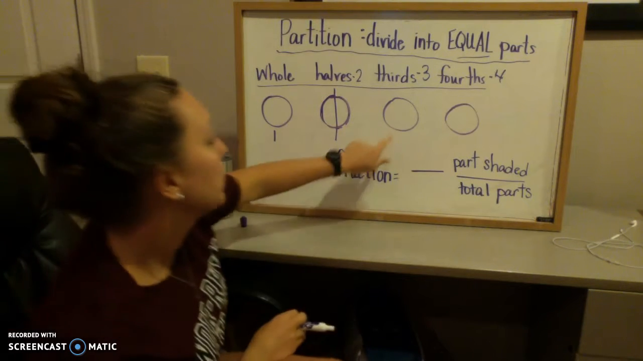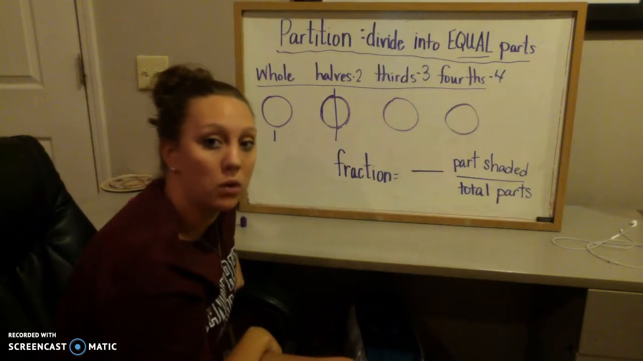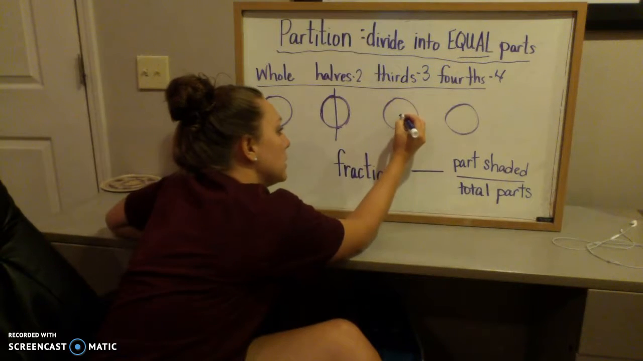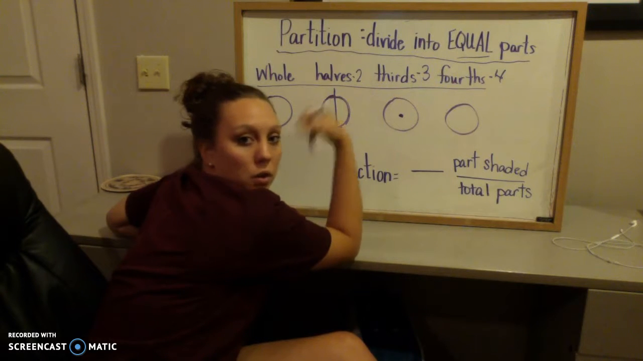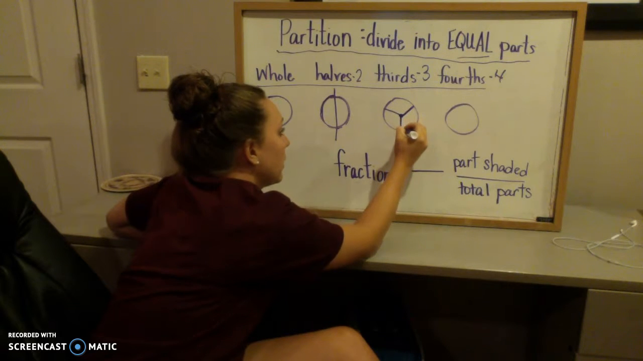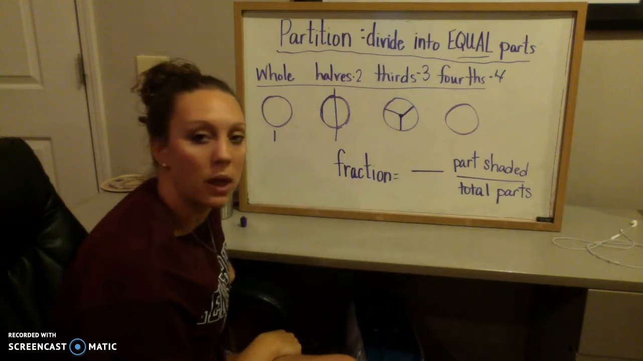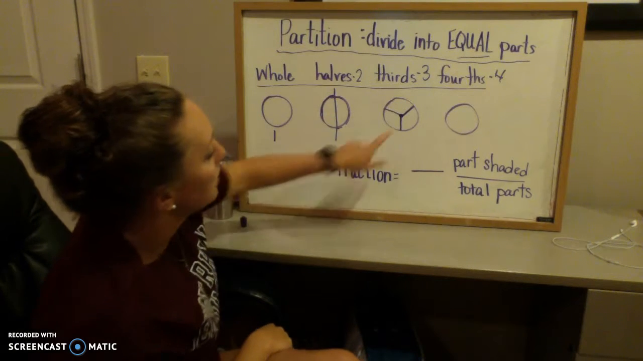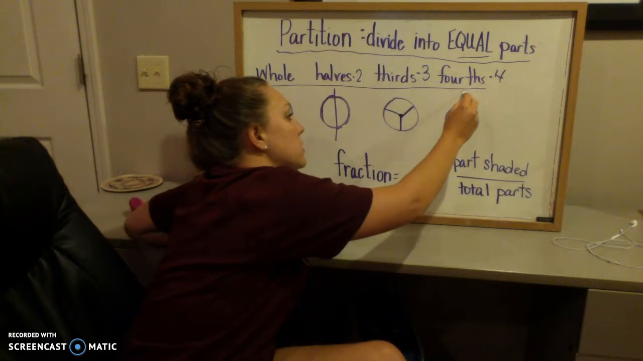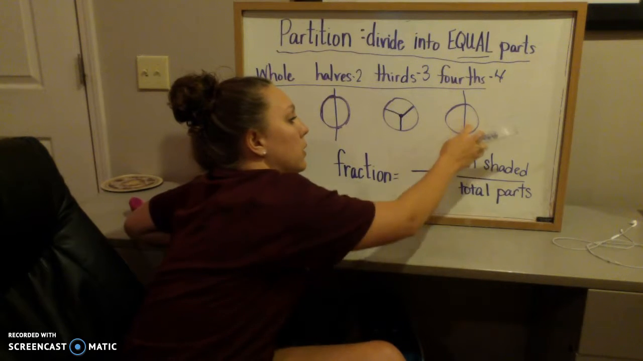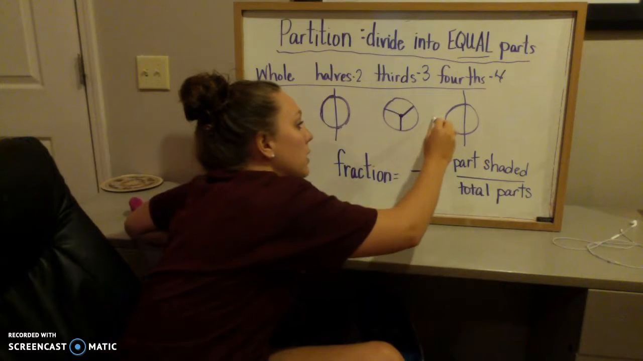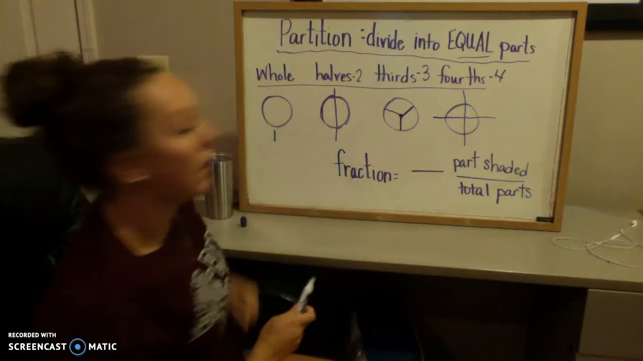All right, now when we're partitioning this circle into thirds, that means we have to have 3 equal parts. The easiest way to do this is to find the center of your circle and then almost make a Y. So that is partitioning a circle into 3. Now let's partition it into fourths. There's 2 ways, right? We have to have 4, so we have to divide it again. So I'm going to go like that.